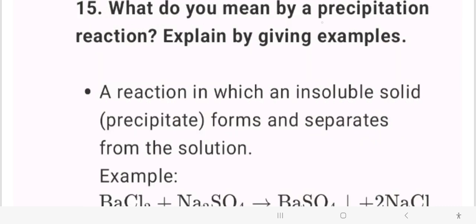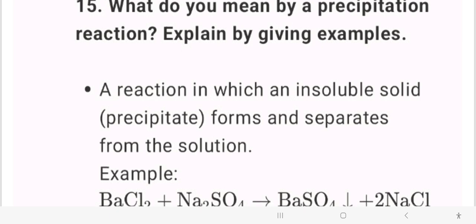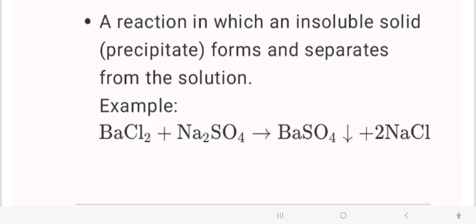Next question, what do you mean by precipitation reaction? Explain by giving examples. Precipitation reaction, right? So what is a precipitation reaction? Any chemical reaction in which an insoluble solid or precipitate is formed and separates from the solution is known as a precipitation reaction. Here you can observe the example.